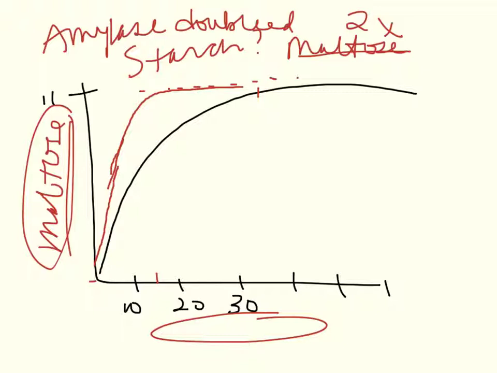Because we've doubled the enzyme, we know that more enzyme, or a greater concentration of enzyme, will increase the rate of reaction. If we increase the speed of reaction, that means we will finish the reaction in a faster amount of time. We've doubled the amount of enzyme, so we should finish the reaction in about half the amount of time. That is to say, at about 15 minutes, we should see the maltose leveling off, because that indicates the end of the reaction.